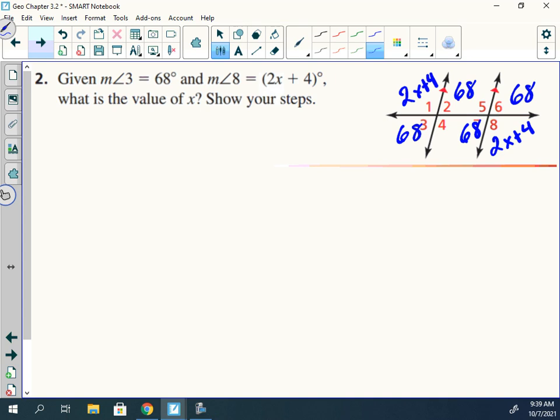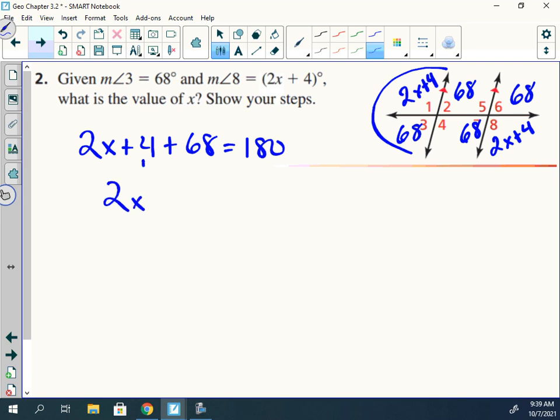So we're saying that 2x plus 4 plus 68 degrees has to equal 180, because when we look at any of these, these two angles make a straight line. They have to be 180. Well, we can combine like terms, which would be our 4 and 68. And 68 plus 4 is 72. So 2x plus 72 would equal 180.